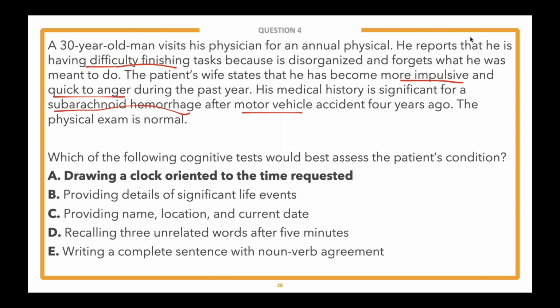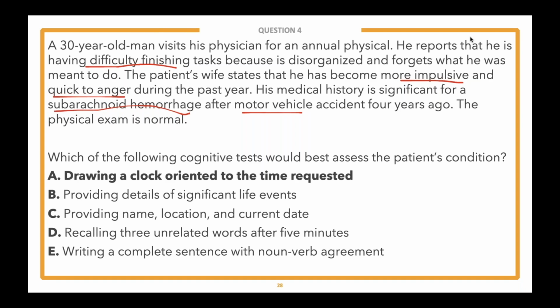Asking the patient to recall 3 unrelated words after 5 minutes, answer choice D, assesses short-term memory. So even though this patient may be experiencing short-term memory problems, it will not provide information about executive function. Answer choice C, providing name, location, and current date. It also assesses orientation in recent memory, and although this might be impaired, it's still not evaluating executive function and making them put all these things together.